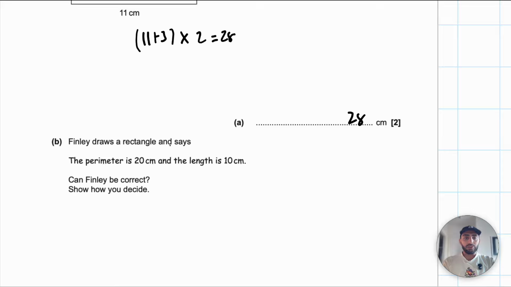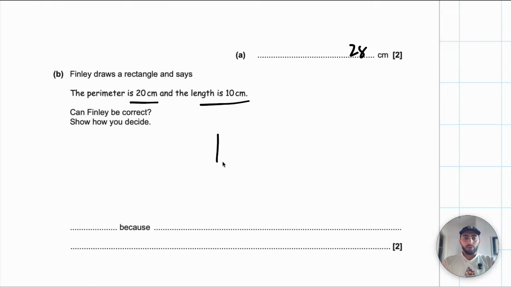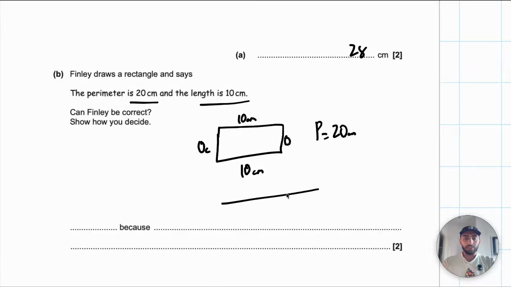Part B. Finley draws a rectangle and says the perimeter is 20 centimeters and the length is 10 centimeters. Can Finley be correct? Let's draw a rectangle to illustrate what he's just thought of. If each length is 10 centimeters, that'd be 10 and that'd be 10 centimeters, and the perimeter is 20 centimeters. Is there any room for that length? Right now, the perimeter is already 20 centimeters, so that length cannot be 0, and that can't be 0. It'd be impossible because there'd just be a straight line.